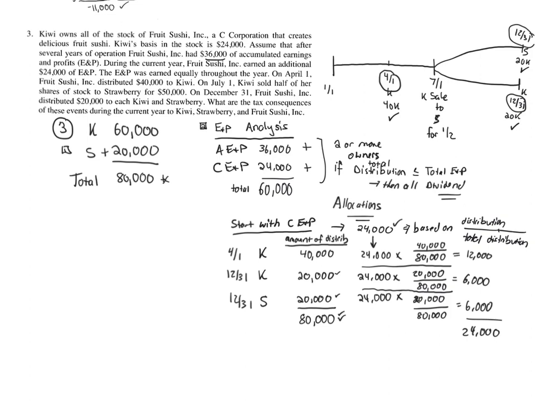Any questions on how we allocate current E&P? By the way, they make you do this on the CPA. You can probably look at it and just see there's 80,000 total. This one has 40 over 80, so it's 1/2. This one has 20 over 80, so it's 1/4, and this one has 1/4. So you probably just do simple math on a sheet of paper, but I do the full approach for you. That's just the current E&P that gets allocated. Of the 24,000, you allocate 12,000 to kiwi, 6,000 to kiwi, 6,000 to strawberry on those specific dates. We still have to do accumulated E&P.